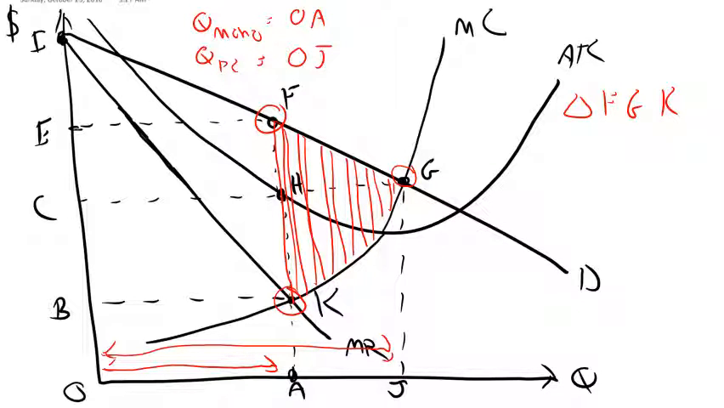Again, it's not a perfect triangle because it's got a curved edge to it. So it's a triangle with a curved side. The area of that sort of triangle is the deadweight loss of producing output OA instead of output OJ.